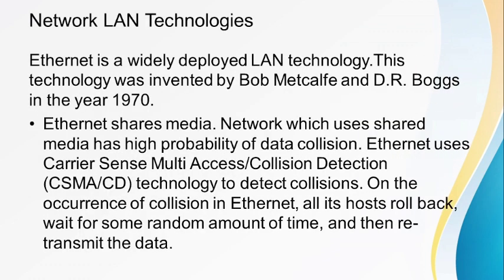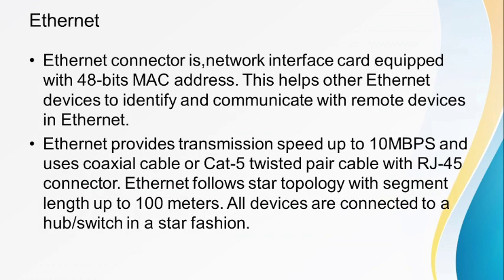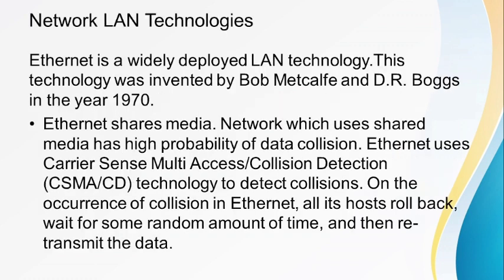Now let's look at some of the network LAN technologies. One of the technologies is called the Ethernet. So basically the Ethernet shares media. That is, it is a technology which uses shared media and has high probability of data collision. So the Ethernet uses something called the carrier sense multiple access with collision detection technology. This CSMA/CD technology is used to detect collisions. Now, on the occurrence of a collision in the Ethernet, all its hosts roll back to wait for some random amount of time and then retransmit data.